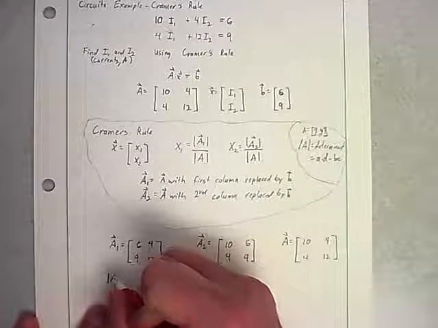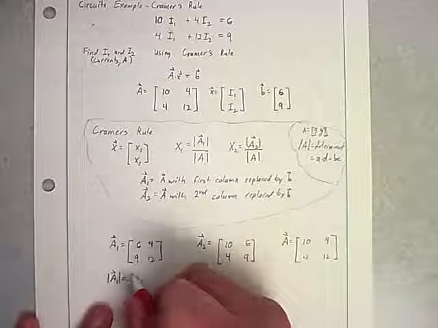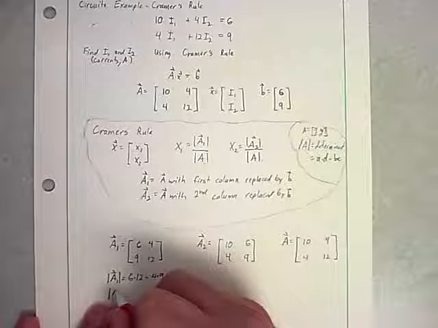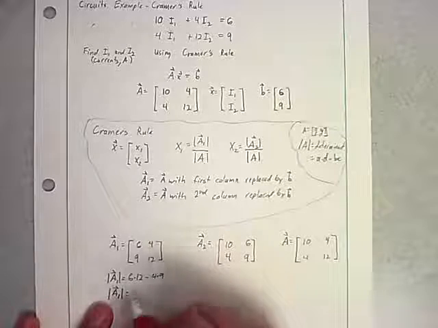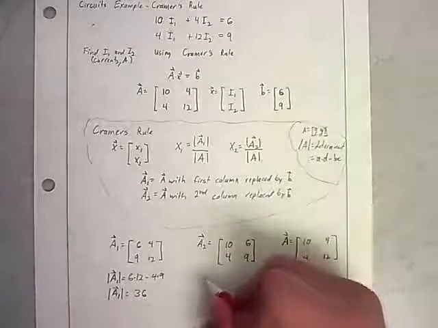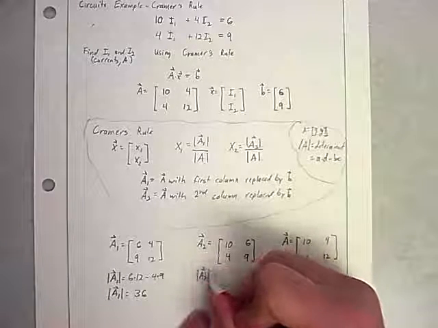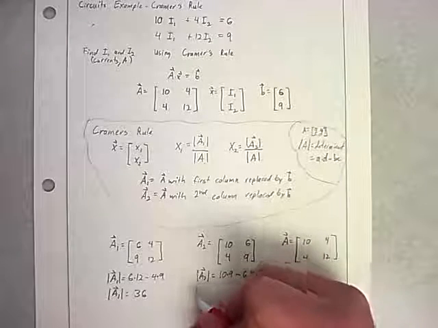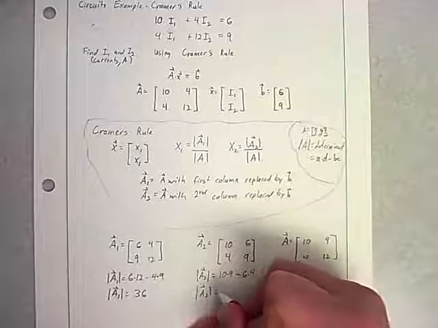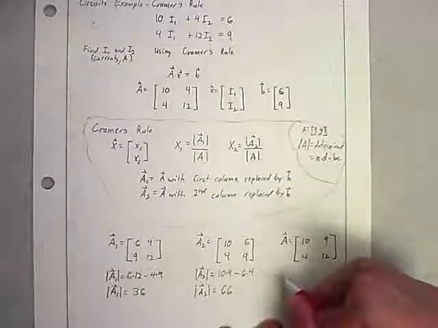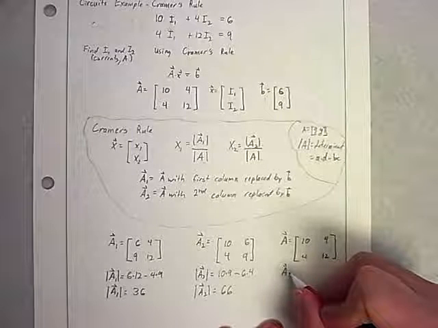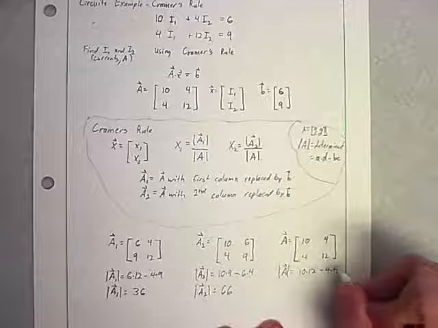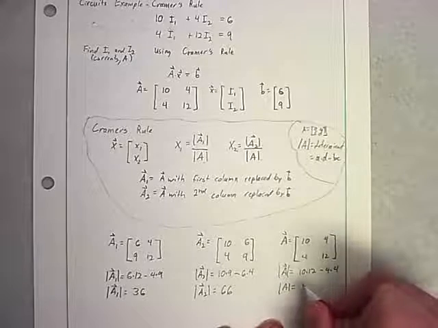The determinant of A1 then is 6 times 12 minus 4 times 9. So the determinant of A1 is 36. The determinant of A2 is 10 times 9 minus 6 times 4. So the determinant of A2 is 66. And the determinant of A we've solved before, but just to make sure we get it right again, it's 10 times 12 minus 4 times 4. So the determinant of A is 104.